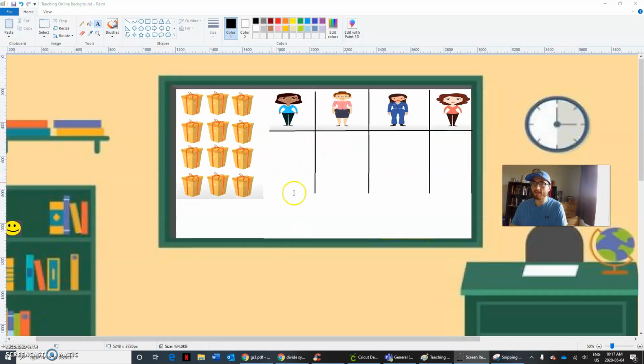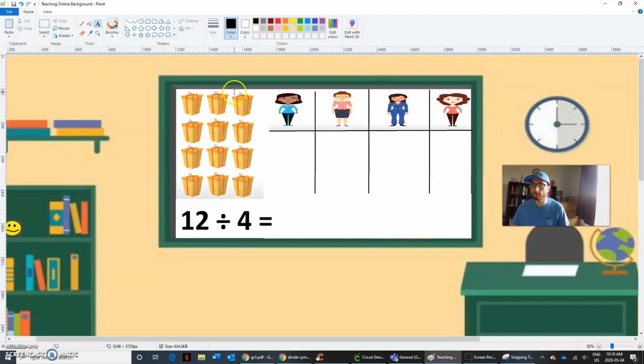Now let's imagine that we have 12 presents and we still have the same 4 women that we're splitting the presents among. So a strategy we can use is division. We have 12 presents and we're sharing them or splitting them up equally among 4 different people. Can you think of how we would express that as an equation? That's right, we can think of it as 12 divided by 4. 12 presents and sharing it with 4 people. 12 divided by 4.